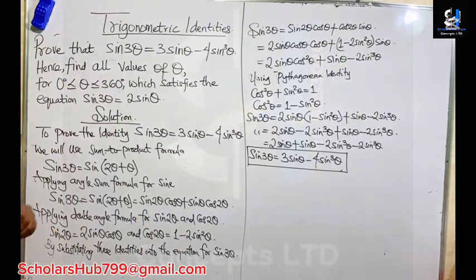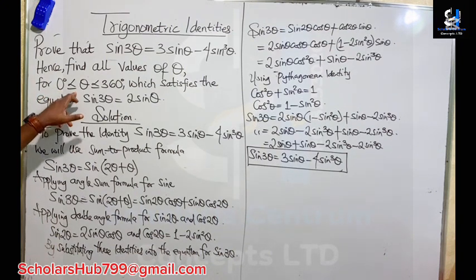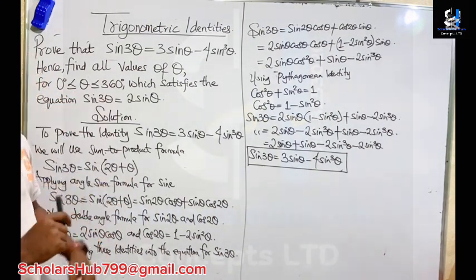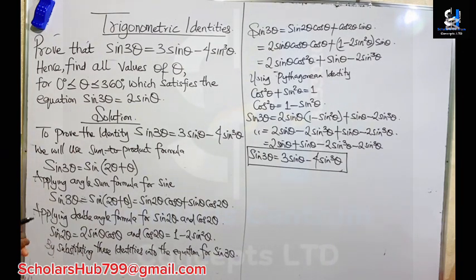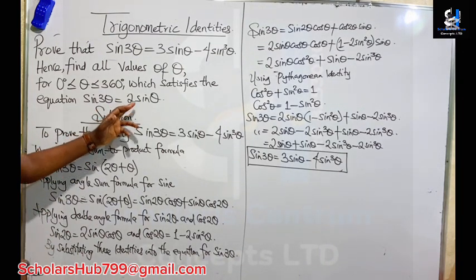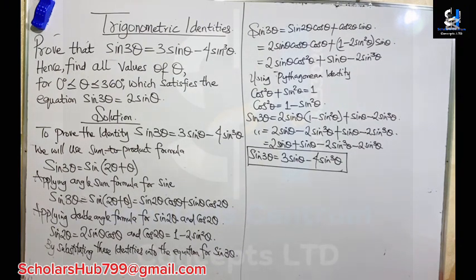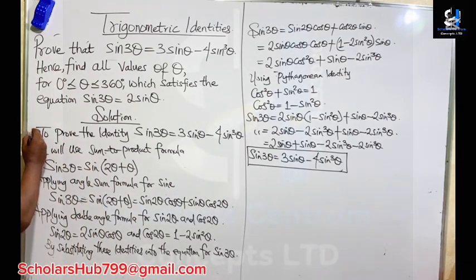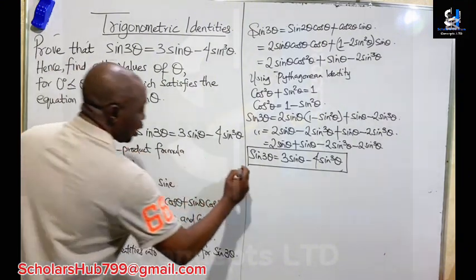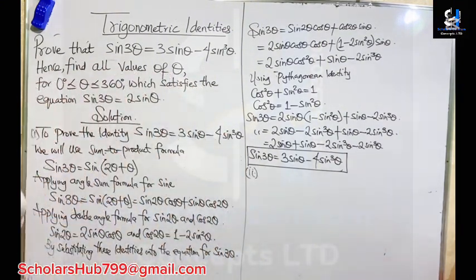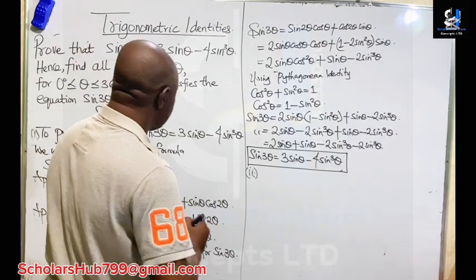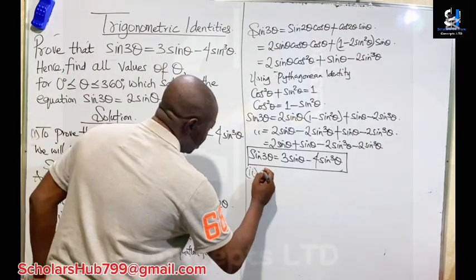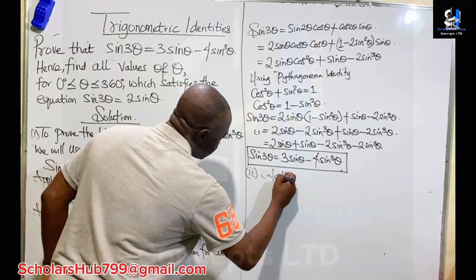Now the second question: hence find all values of theta for 0 degrees less than or equal to theta less than or equal to 360 degrees, which satisfies the equation sine 3 theta equals 2 sine theta. Let's say this is Roman numeral 1, and this will be Roman numeral 2.